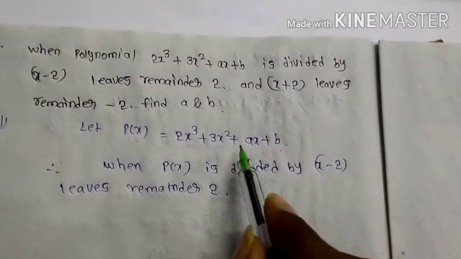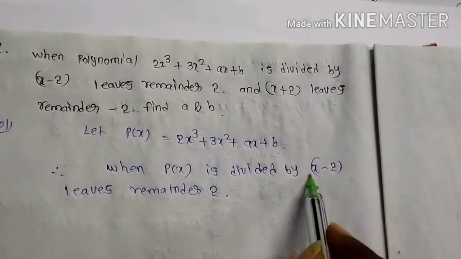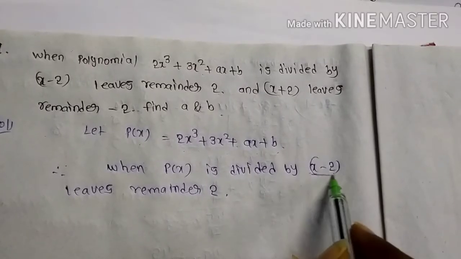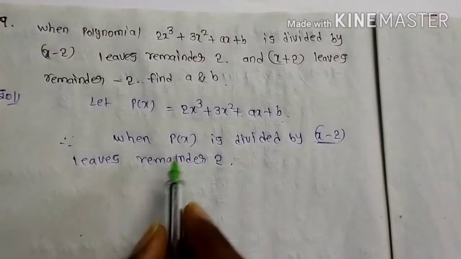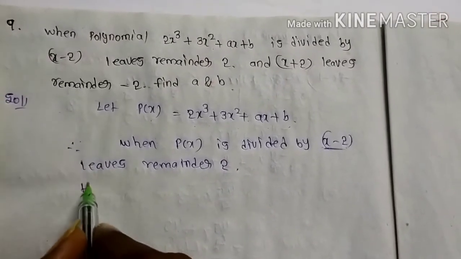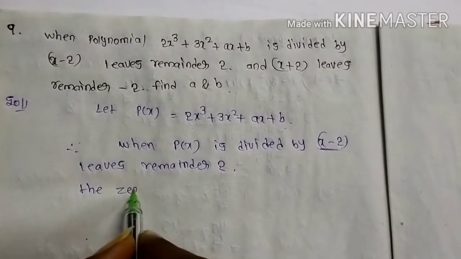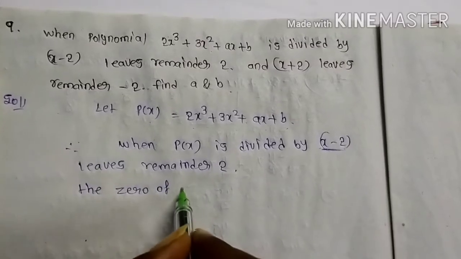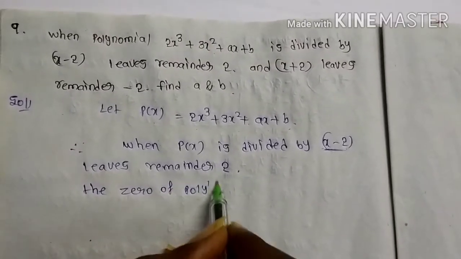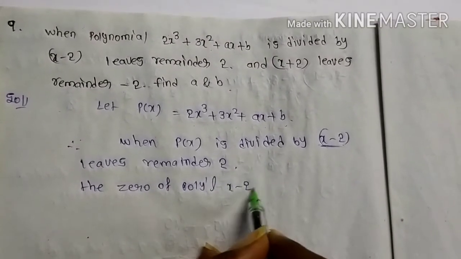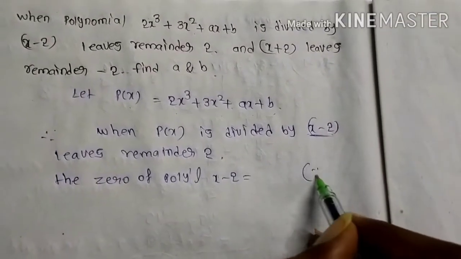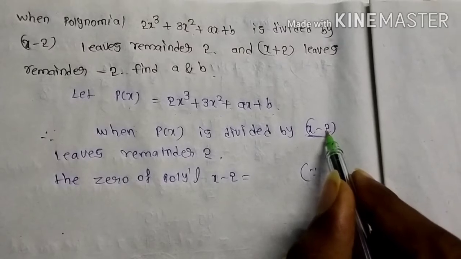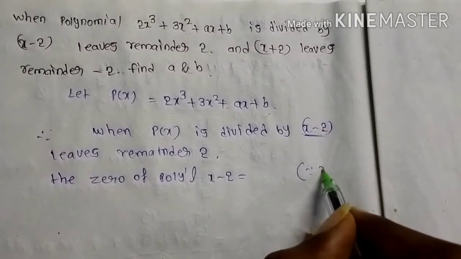First of all, whenever this polynomial is divided by x minus 2, first you need to find the zero of this polynomial. What is the zero of this polynomial? Just you can say the zero of the polynomial x minus 2 is equal to what? You know that actual method. See, first you need to find the zero of the polynomial. You need to equate to 0, or not.